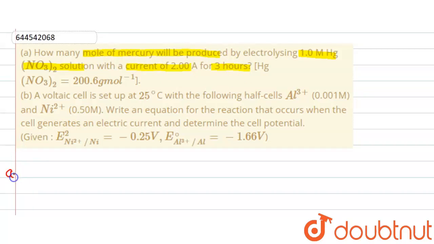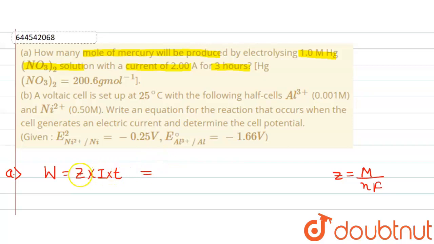In the A part, as we know, in electrolysis, according to Faraday's law, the mass produced is equal to Z into I into T, where Z is the electrochemical equivalent, I is current, T is time. And also we know that the value of Z is equal to molecular mass divided by N into F, where N is the number of electrons used or the valency and F is the Faraday constant having the value 96500.